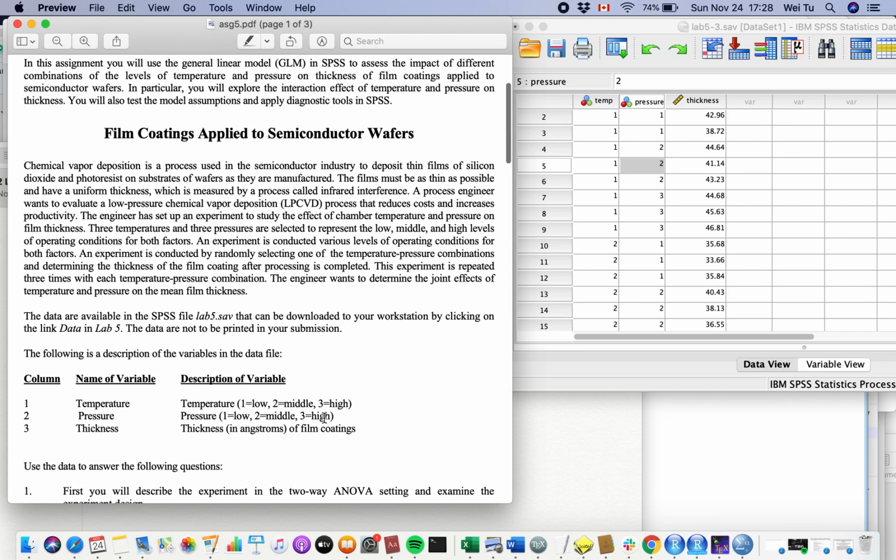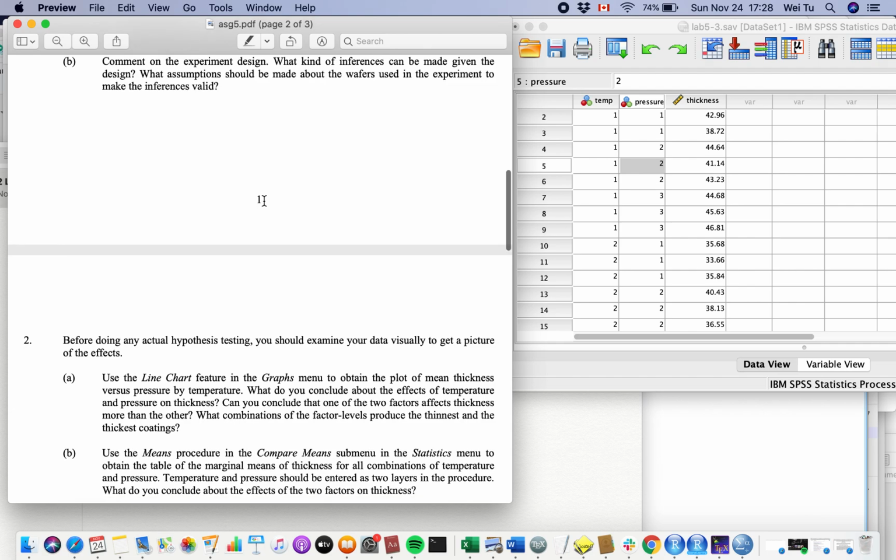But again, what's the relationship between the wafer and film coating? Again, you guys figure it out, okay? Okay. Oh, you have to do something.